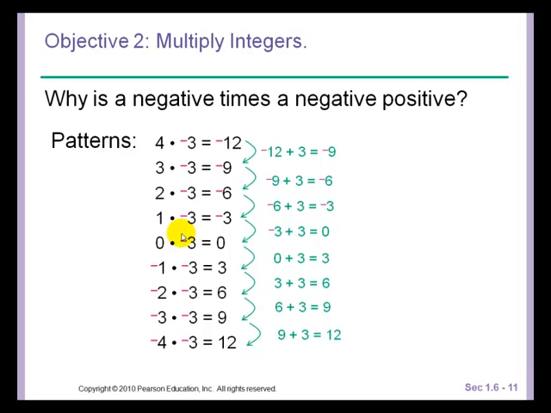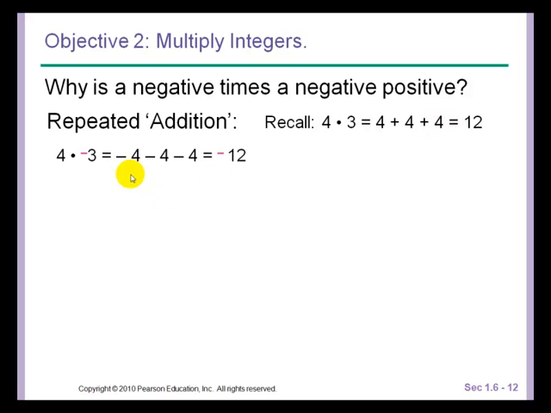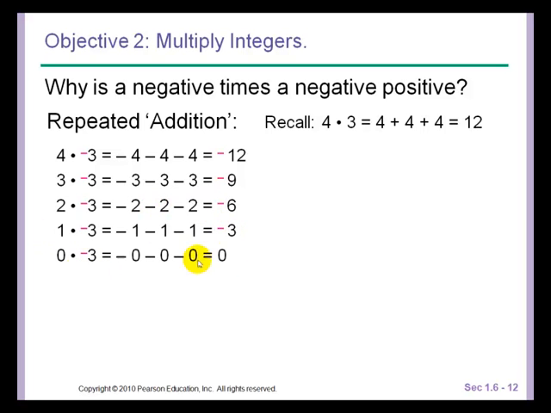We can also, again, look at the repeated addition. However, we're going to make a minor modification to that. So recall from before, 4 times 3 is 4 added to itself 3 times. If we do 4 times negative 3, instead of adding to itself, we're going to be subtracting 4 repeatedly. So it'd be subtract 4, subtract 4, subtract 4. If you subtracted 4 3 times, you'd be subtracting 12, or a negative 12. 3 times negative 3 would be subtracting 3 three times and give us negative 9. 2 times negative 3, subtracting 2 three times, and so on.